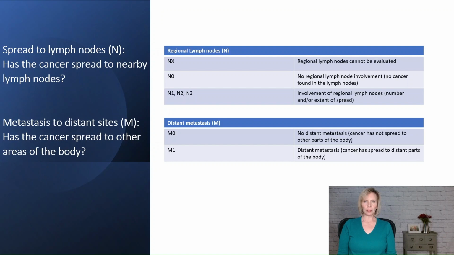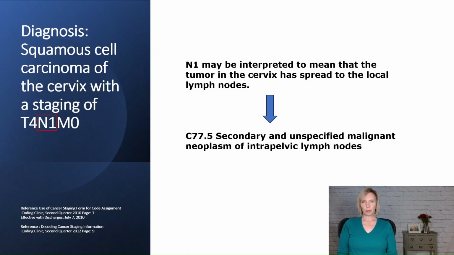For coding purposes, you'll be using the N designation to determine if the cancer has spread to nearby lymph nodes, and the M designation to identify any additional metastasis to other parts of the body. Let's take a look at a couple of examples.